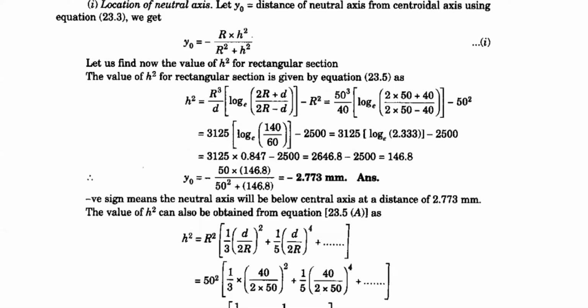Now again, please verify the h square value. Verify the final equation of your h square value for the rectangle section, again on page number 10. Observe that h square equals r square of 1 by 3 (d by 2r) square. That gives 146.8, the correct answer. Substitute that h square value. Do not worry about the h value here, only the h square value is required.